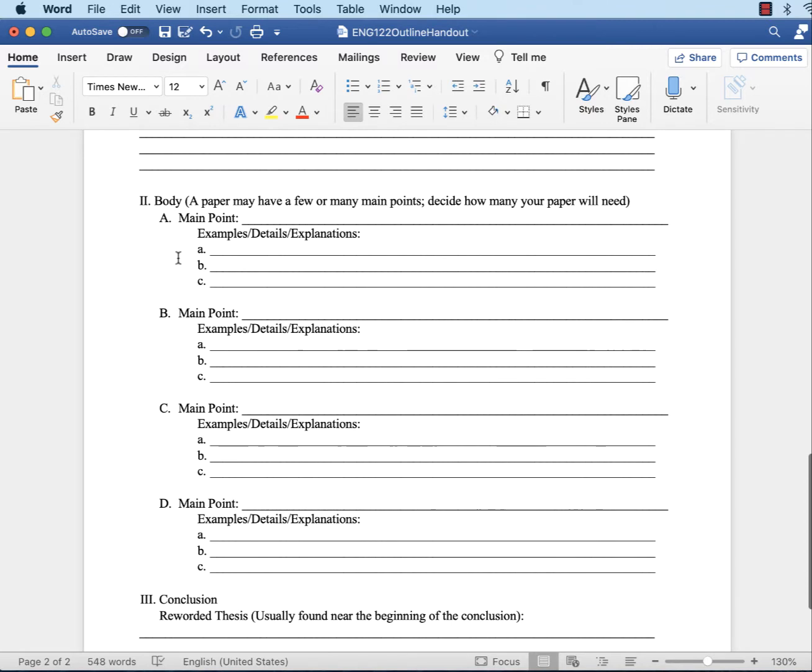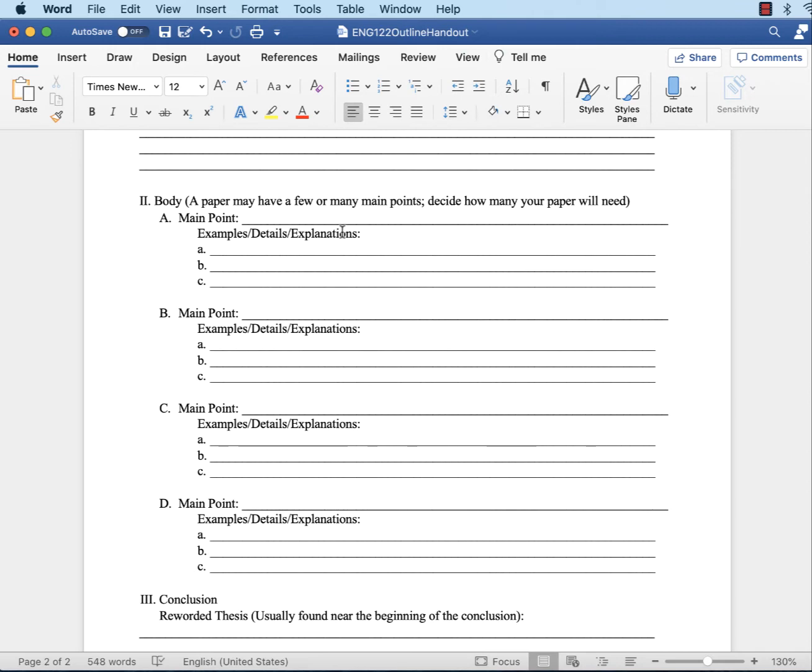I've given you in the worksheet 4 different main points. You may have more, you may have less. It's just to show you it's not like it's a 6 to 8 page paper. So a 5-paragraph essay is probably not going to cut it for this. So we have multiple main points that we're going to talk about, and then start writing down what examples, details, and explanations you are going to use to prove that particular point.